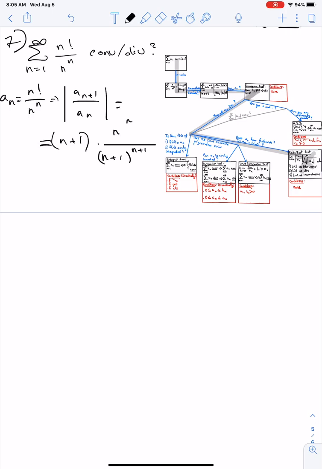Okay. So this implies, with some algebra, that a sub n plus 1 over a sub n is equal to n over n plus 1, all to the n. So we just deal with the n plus 1 terms there. Now this is kind of nasty, isn't it? N to the n over n plus 1 to the n. So what I'll do is I'll just put the nth power on the outside.